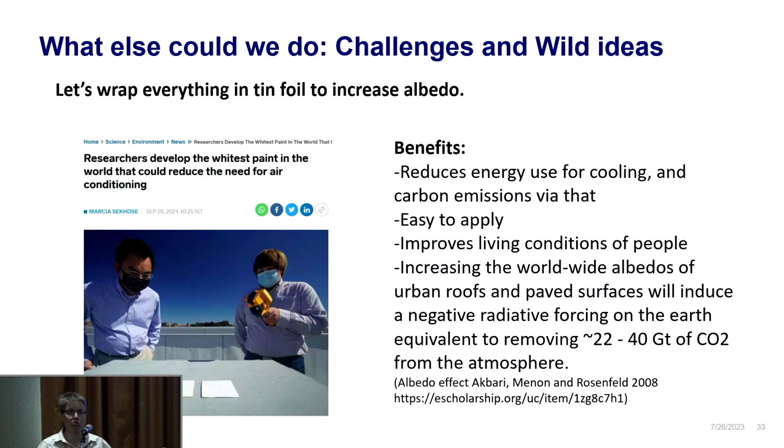Why don't we paint all the roads white? It usually improves living conditions, especially in urban settings for people. If we increase worldwide albedos in urban roofs and paved surfaces, the negative impact of the radiative forcing would be equivalent to 22 to 40 gigatons of CO2. And if you remember the figure from the previous slides, 37 gigatons was the current emissions. So this could actually have a big impact. Would it change other things? It might change the microclimate and it might change the circulation if everybody did it. So again, we are in the place that we don't know the unintended consequences of exactly what to do.